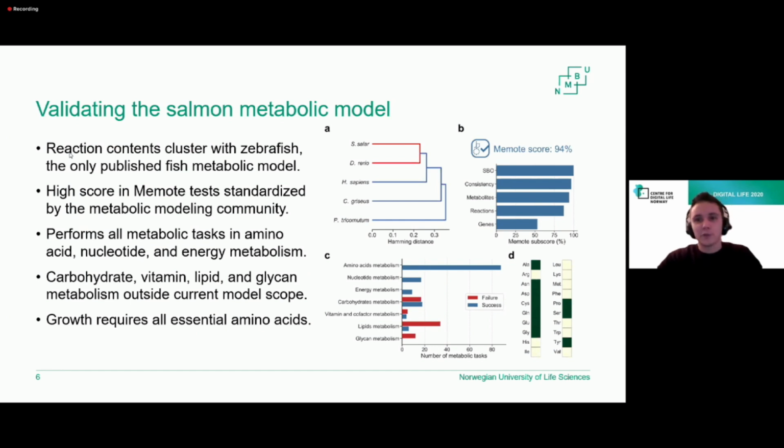After building the model, we of course needed to validate it to get confidence that it gave a reasonable representation of salmon metabolism, and we did this in several different ways. So first, we clustered our salmon model with other published models of animals based on the reaction contents of the models. And we found that the salmon model was closer to the only published fish model of saberfish than to models of human and other mammals. Second, we used MEMOTE, which is the community standard for testing models, and we got a high score, which shows that the model is functional as well as well annotated.